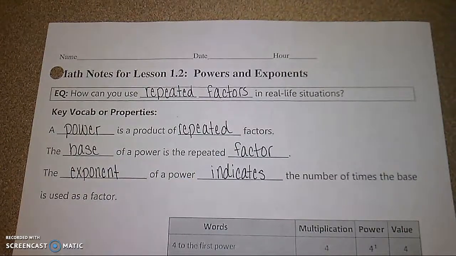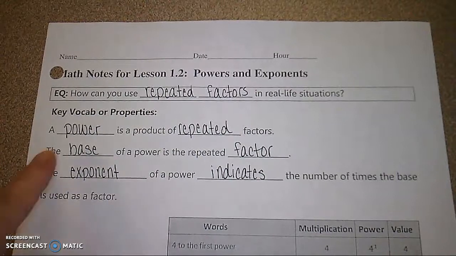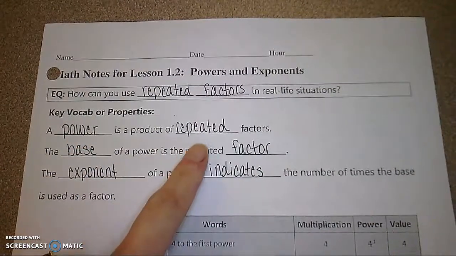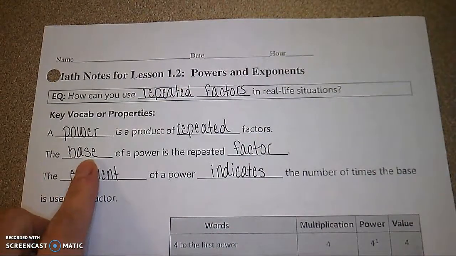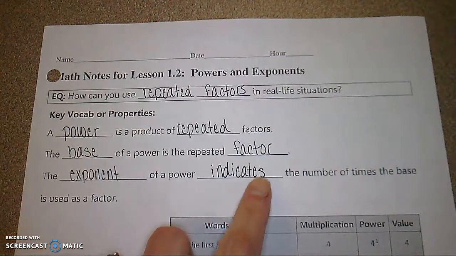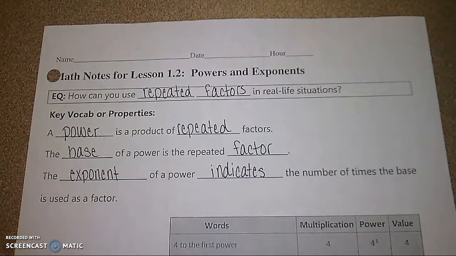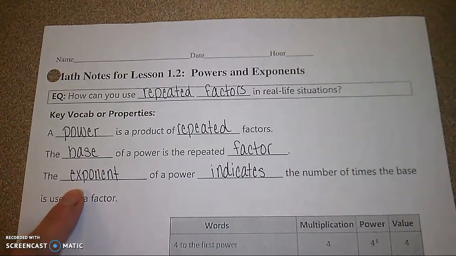Today we are looking at powers and exponents and using repeated factors. So a power is a product of repeated factors. And then there are two different parts of a power. We have what's called the base, and that is the repeated factor. So that's the number that you're multiplying over and over. Then we have the exponent, which you'll know is the little number that you see in the top right corner.